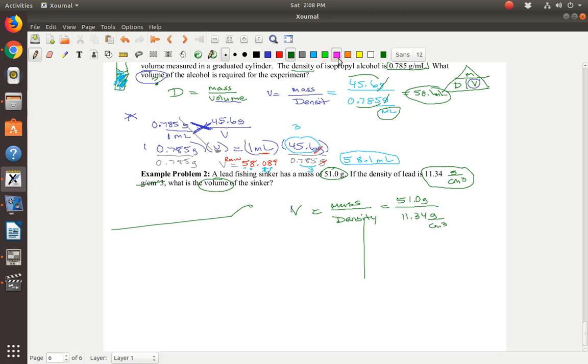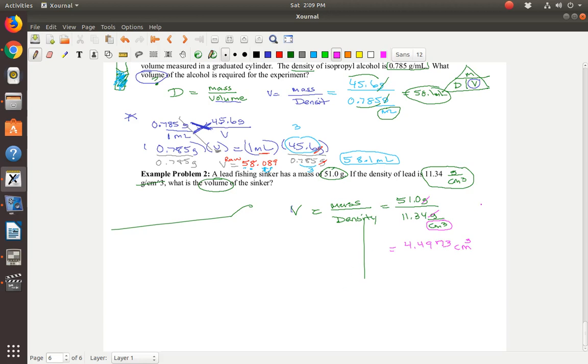Okay, now let's cancel out units. Grams and grams cancel, so centimeters cubed is what's left, so that's going to be my unit. Then we do the math by putting in the numbers: 51.0 divided by 11.34 to get 4.4973. I'm putting more than I need.